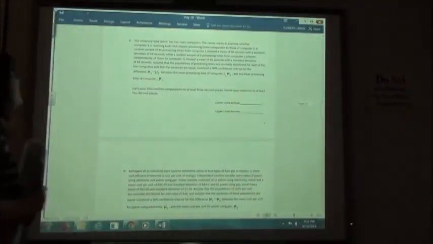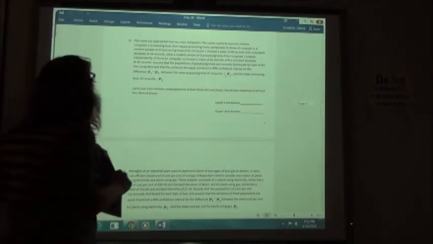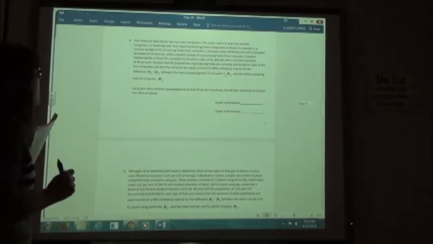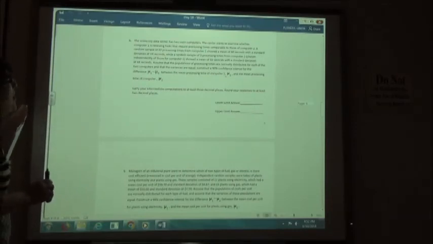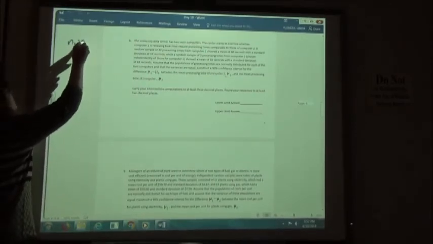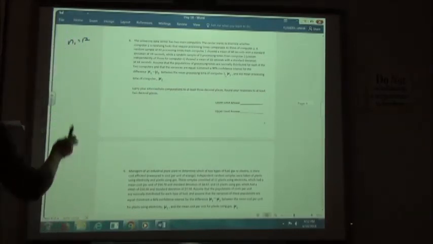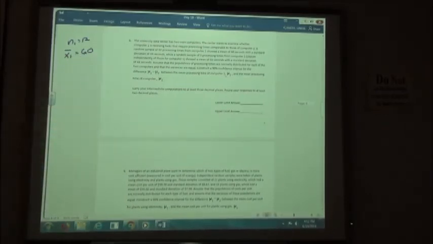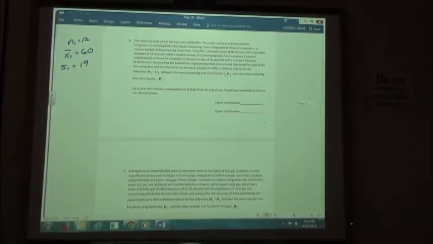Squeeze number 8 here. It says, the University Data Center has 2 main computers. The center wants to examine whether computer 1 is receiving tasks that require processing times comparable to those of computer 2. A random sample of 12 processing times. So n1 is going to be 12, showed a mean of 60 seconds. So my x bar 1 is going to be 60 with a standard deviation of 19 seconds. So my s1 is going to be 19, right?